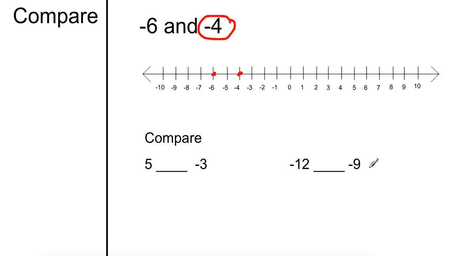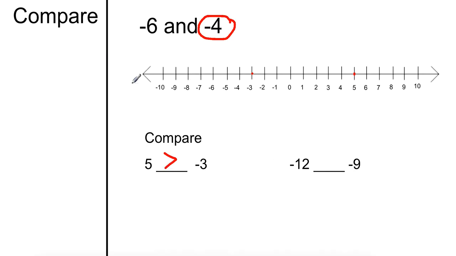So I want you to do the next two. Stop the video now. All right, so on my number line, if I put my pencil eraser on 5 and I put it on a -3, I can see 5 is farther to the right, so 5 is greater than a -3.